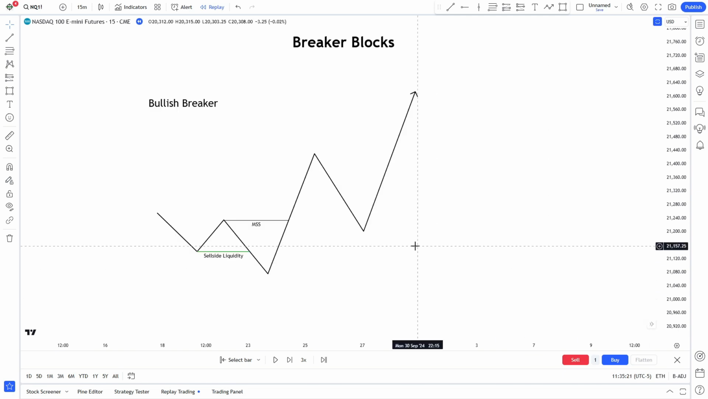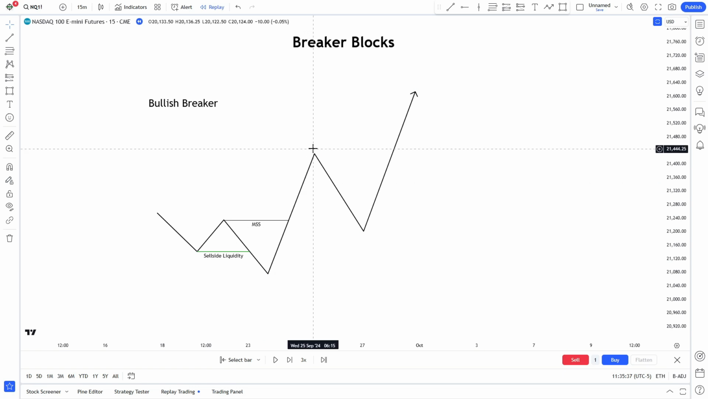So here I've drawn an example of what a bullish breaker looks like. All a bullish breaker is us taking out a swing low right here, and then having a displacement to the upside with a market structure shift. This is what makes a bullish breaker. And then we want to see a retest of the high that was broken previous to this low getting taken out. Okay, so we see this high getting broken right there, and we want to see a retest of this high right there for continuation to the upside. That is all a bullish breaker is.